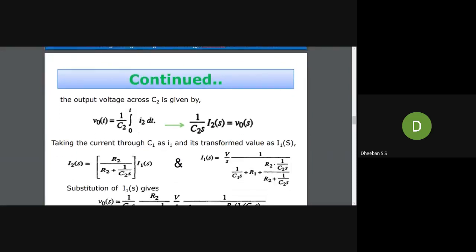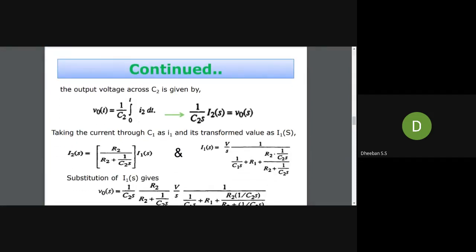Moving on, they are defining each part. There are two loops, and they have applied KVL over them and applied the Laplace transform. Here it is an integral quantity, so it is 1 by S of I2 of S equal to V naught of S.